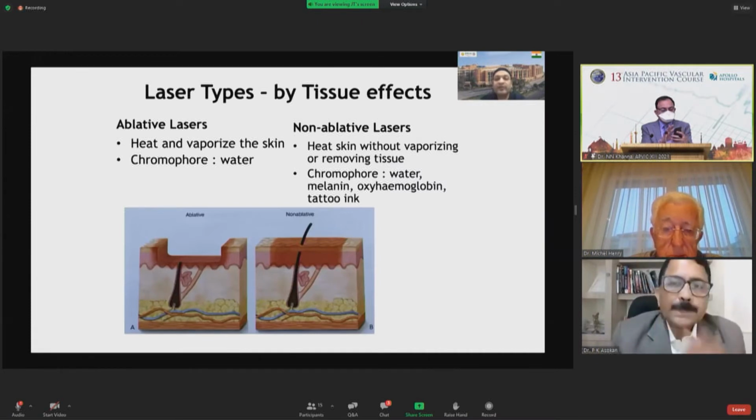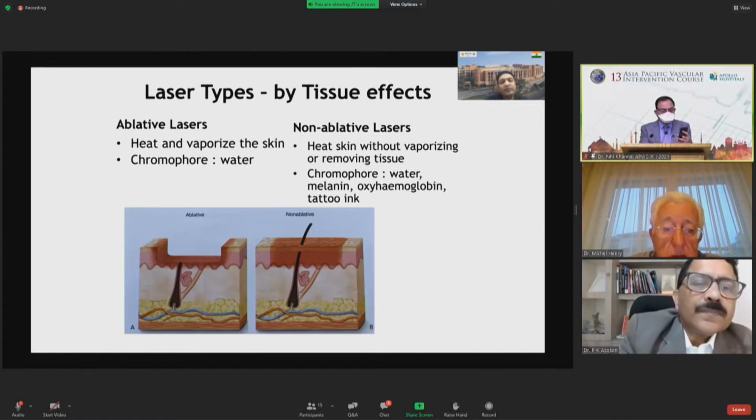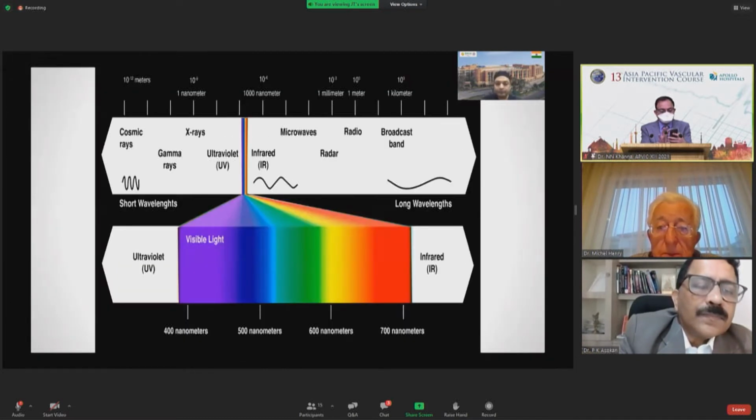There are two basic types of lasers. One is an ablative laser. You can see what we have done here. We have actually vaporized the skin. So there is an ablation, there is a defect in the skin. Second is a non-ablative laser, where we just heat the skin there, but the tissue over there does not get vaporized. And the heat gets absorbed by the chromophores, and that heat gets released by the chromophores and damages the surrounding tissues, by which we get a clinical effect.